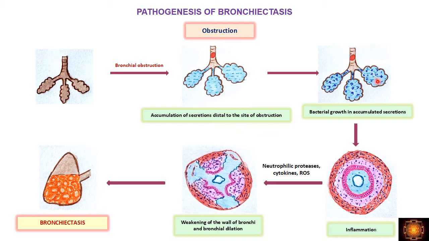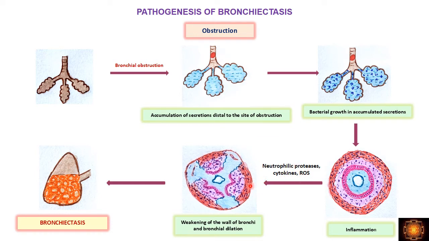Once the bacteria grows, then we have an inflammatory reaction, and all the inflammatory cells are infiltrating into the wall of the bronchi. Then once they infiltrate, the neutrophils will be releasing the proteases, and we have the cytokines and the reactive oxygen species which are released by these inflammatory cells. So these proteases and all the cytokines cause damage to the wall.